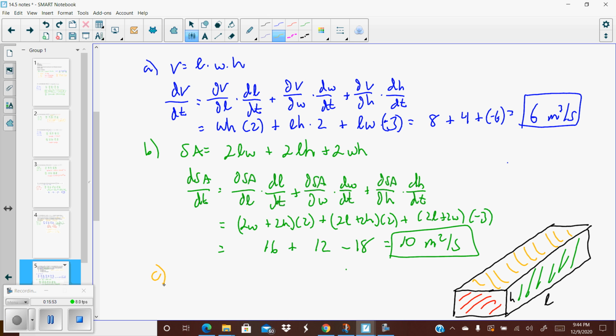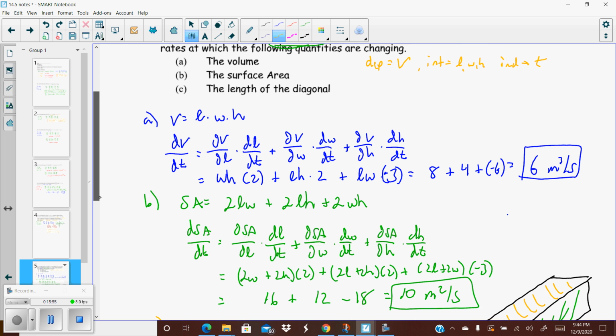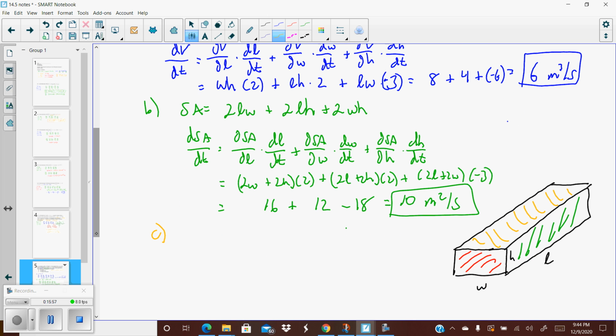Okay, now we want to talk about the length of the diagonal. Length of a diagonal of a box. Let me see if I can draw this in there. So the diagonal of a box is going to go from one corner, say right here, the lower left corner, to the upper right corner up over there. So that diagonal is going to look something like that. Not the easiest thing to draw, but at least it gives you the idea.